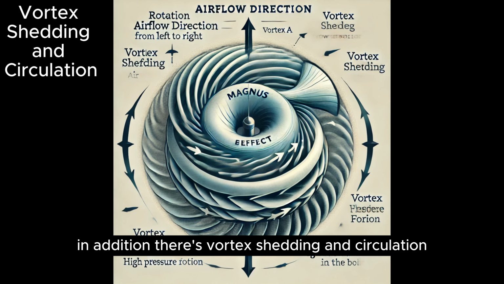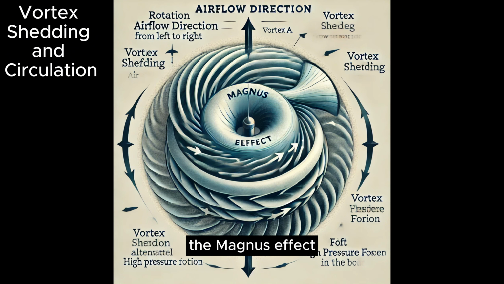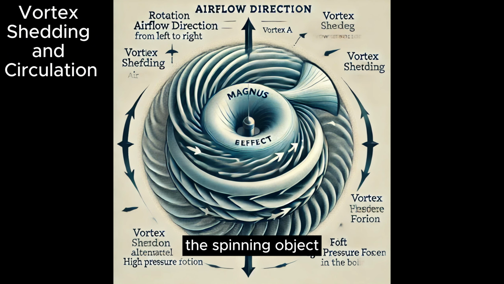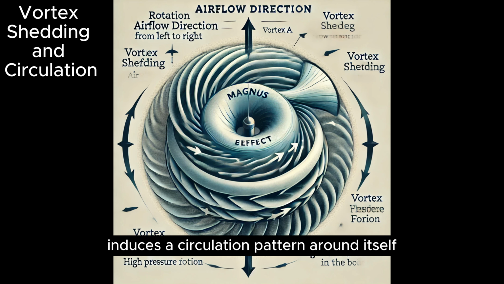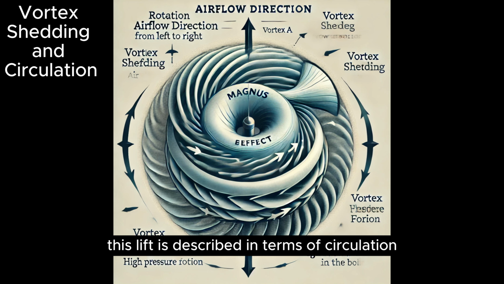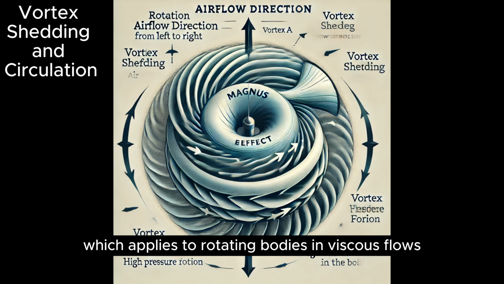In addition, there is vortex shedding and circulation. The Magnus effect also relates to circulation and vortex dynamics. The spinning object induces a circulation pattern around itself, generating a net lift force in line with the direction of rotation. This lift is described in terms of circulation, which applies to rotating bodies in viscous flows.